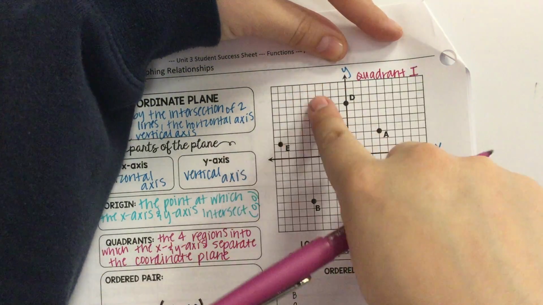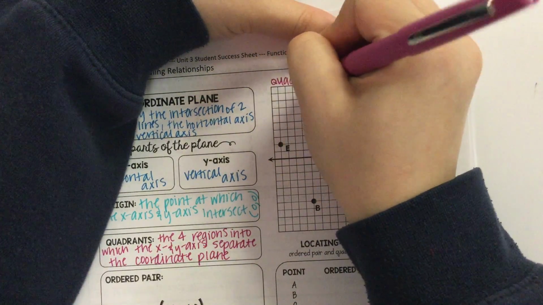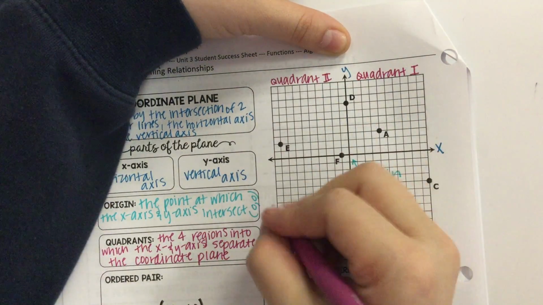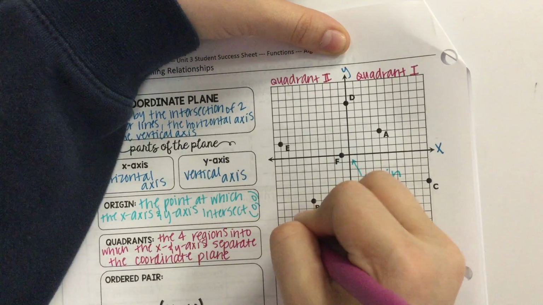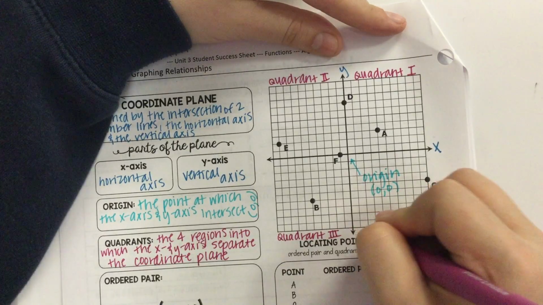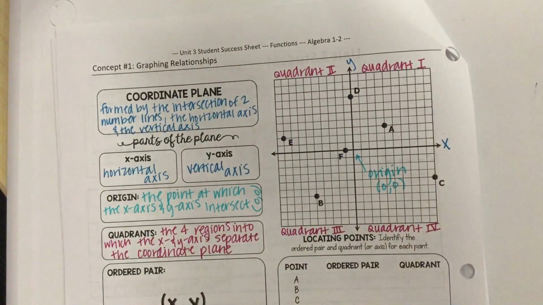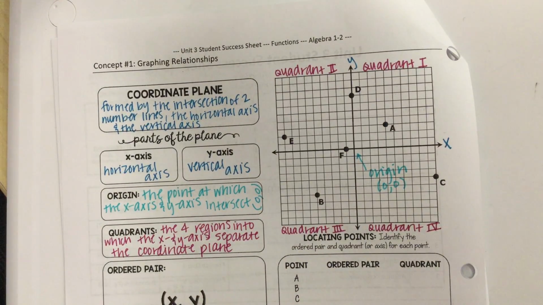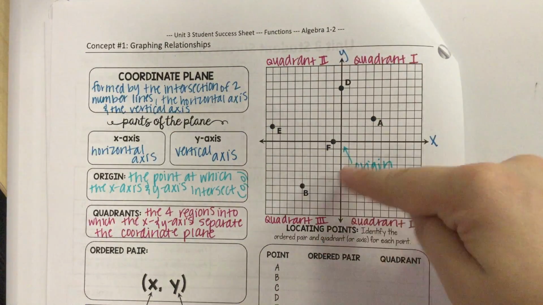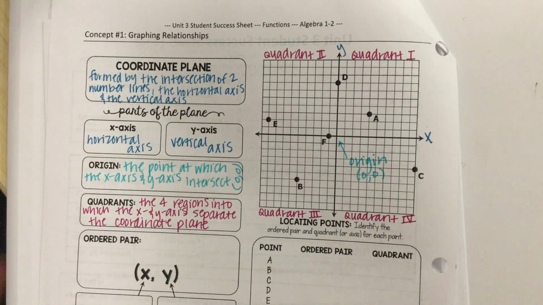So quadrant 1, quadrant 2, it goes counterclockwise from there. Quadrant 1, quadrant 2, quadrant 3, and quadrant 4. So those are really the parts of the coordinate plane: the x-axis, the y-axis, the origin, and then the four quadrants. Okay, that's going to help us identify where we're going to put points.